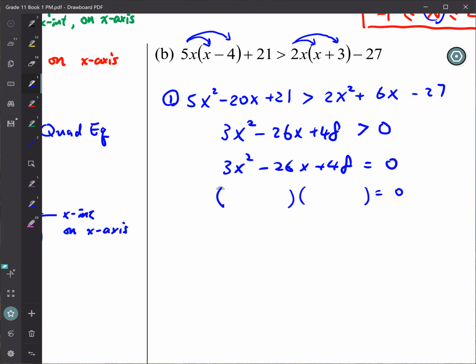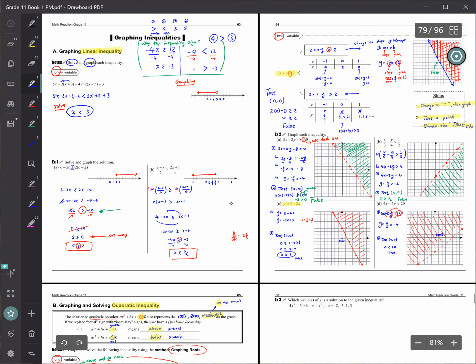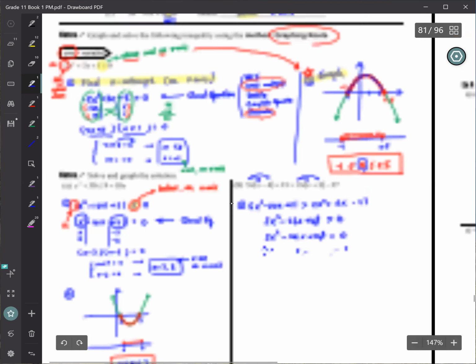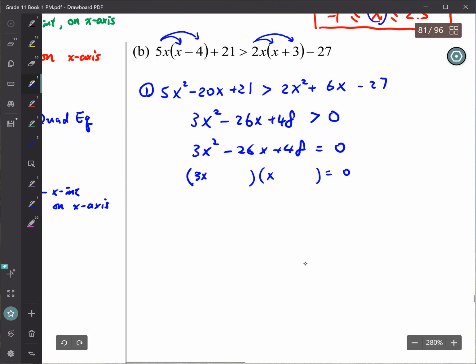Okay, so the 3x squared doesn't have much choice, right? So only 3x and x. Okay, we just need to figure out the other two. Anyone else got the roots yet? Still 5 people. Okay, now 6.